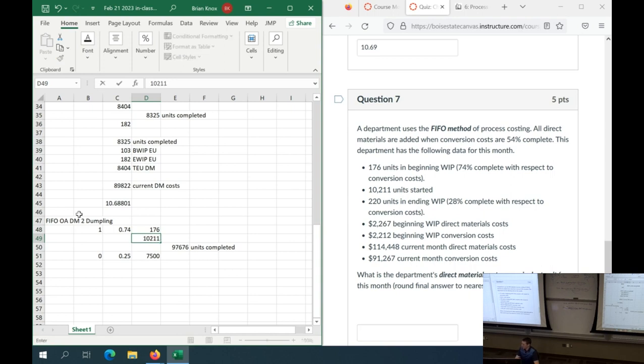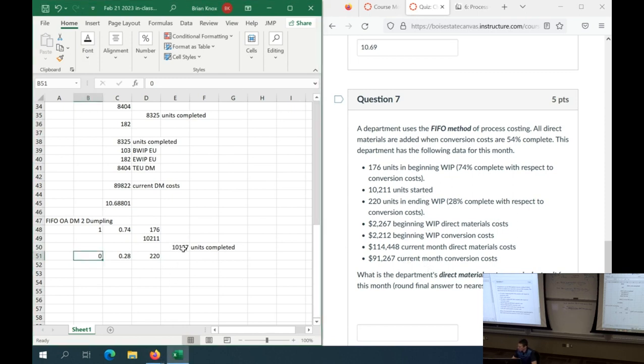All right, looks like we have 10,211 units started. We'll add that right there. And we have 220 units in ending work in process. They are 28% complete with respect to conversion costs. That's well before the threshold. So the water is just barely starting, nothing's happened to it yet, really. It's just warming up. And so therefore we haven't added all the direct materials yet. Not even little bubbles at the bottom yet.